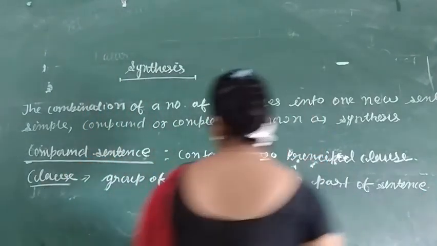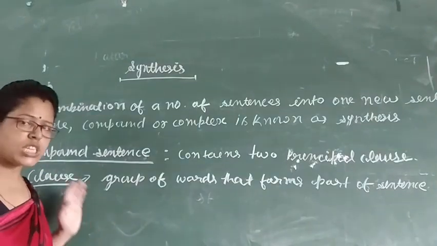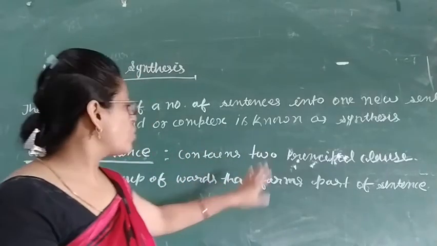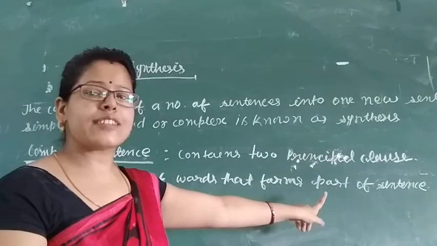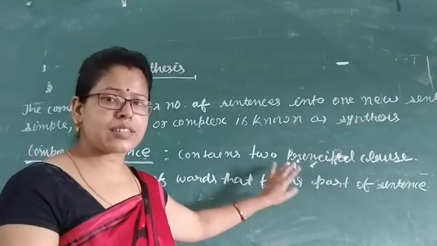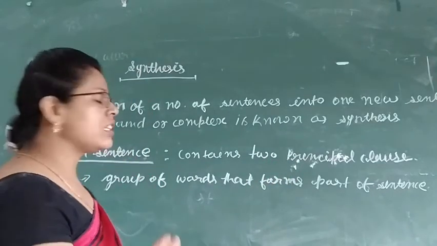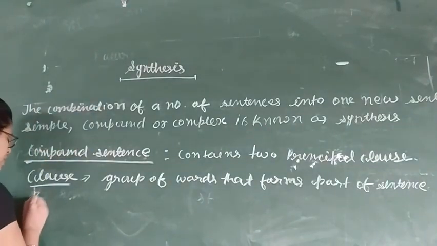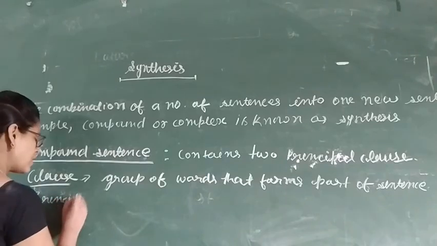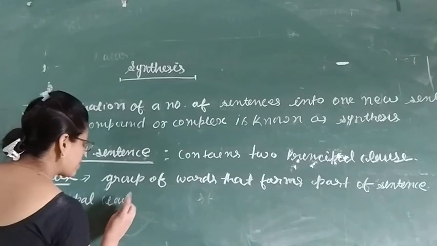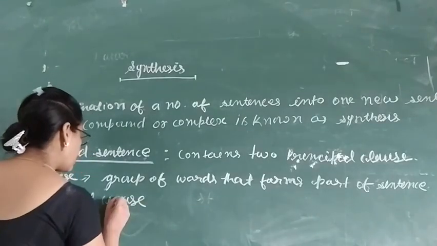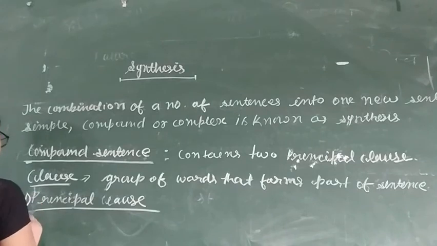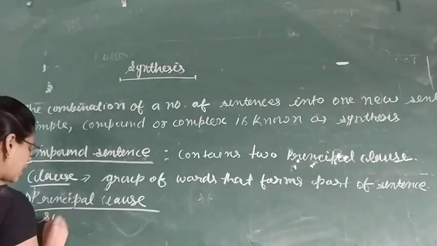Okay? Now, in order to understand the synthesis of the compound sentence, we need to understand the clause and its types. Because the definition says that a sentence which contains two principal clauses is known as a compound sentence. So we have to study two different kinds of clause. The first one is the principal clause. You know very well the importance of principal everywhere. And the second one is the subordinate clause.